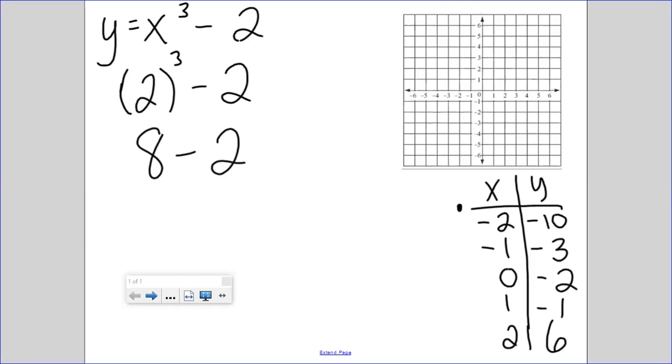Then it's -1, -3, 0, -2, 1, -1, and 2, +6. So this bad boy is going to look like that. So when you get these, just come up with some X terms that you can plug in, and then once you put it in and calculate it, you get the Y values, and then you have ordered pairs to graph. So it should look like that.